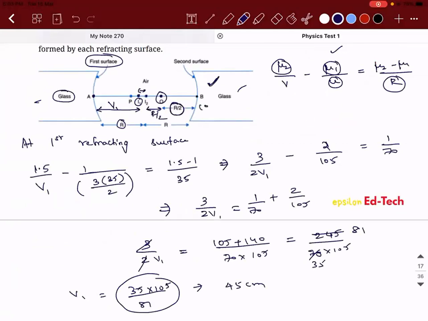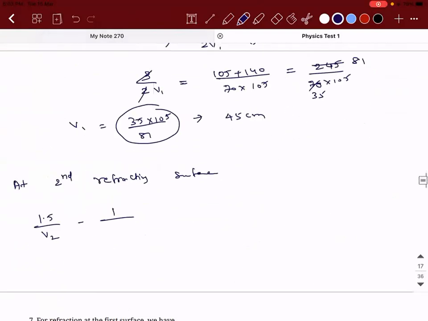Now, can I take it as 0? Sorry, negative. Yes, that is minus 35 by 2, accepted. So that is equal to 1.5 minus 1 divided by, what is going to be the value of R2 now? That will be minus 35 divided by 2. So which implies 3 by 2 times V2 is equal to minus 2 by 35 minus 2 divided by 1.5 by 2. So 2 and 2 will get cancelled. You will have minus 35.